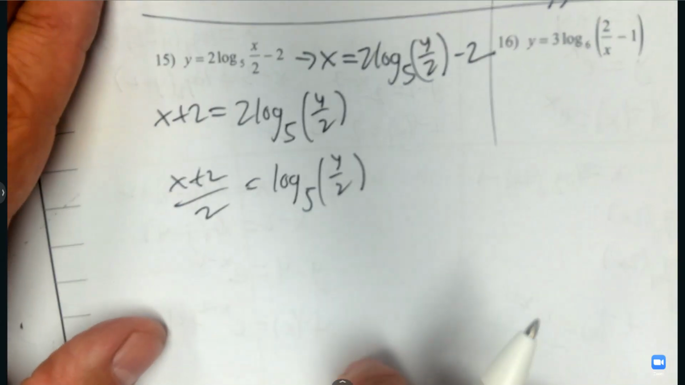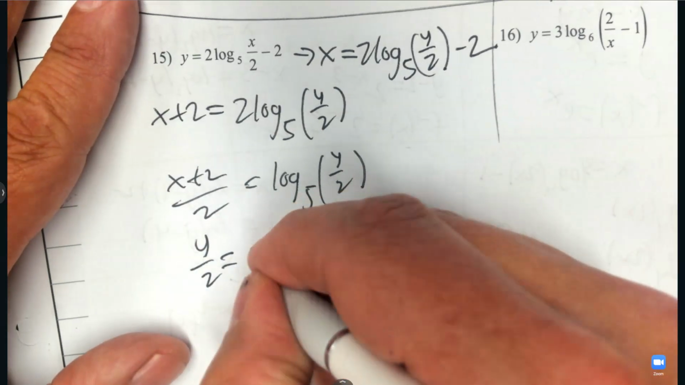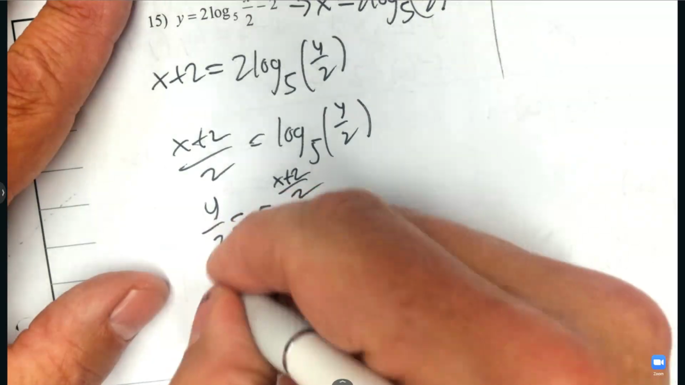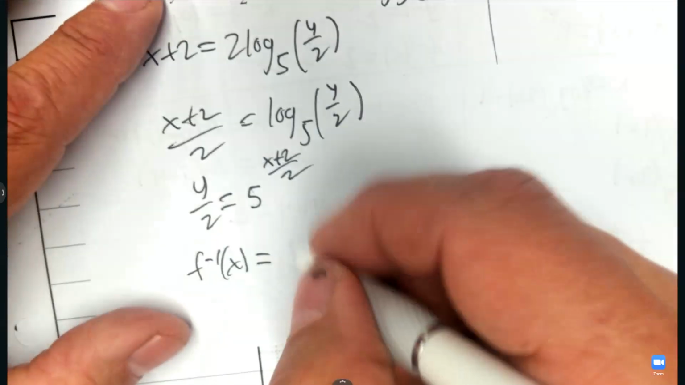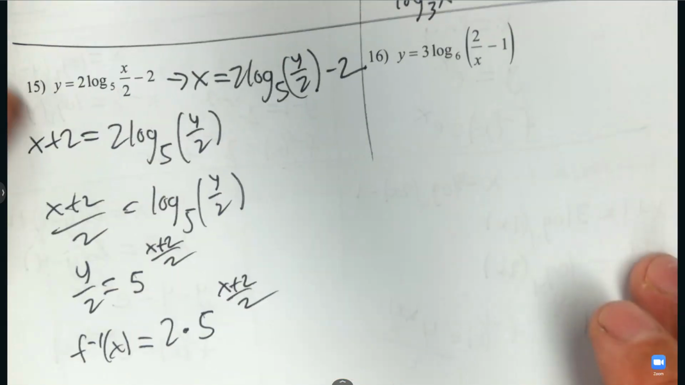Now the logarithm is isolated. So what's inside the logarithm is y divided by 2. The base is 5, and the exponent is x plus 2 divided by 2. Then the last step to get y by itself, the inverse of dividing by 2 is to multiply, and you have the answer.